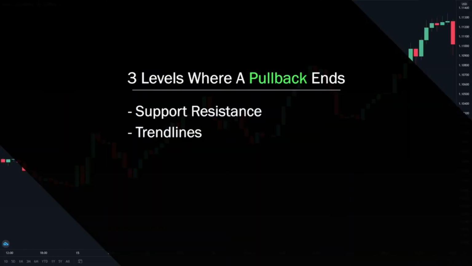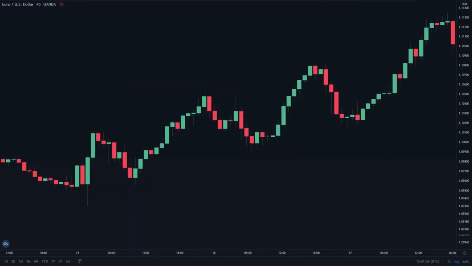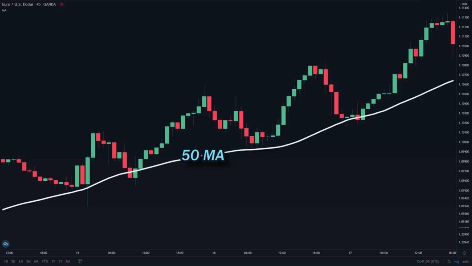Another level where the market can possibly pull back into is the moving average. Here, we spotted an uptrend, and so we can apply the 50-period moving average as our key level. Now remember, for this specific example, we are using the 50-period because that's what the market is reacting to in the past. Markets can also react to other periods like the 20, 100, and 200 period. So you need to adjust depending on what the market is reacting to.